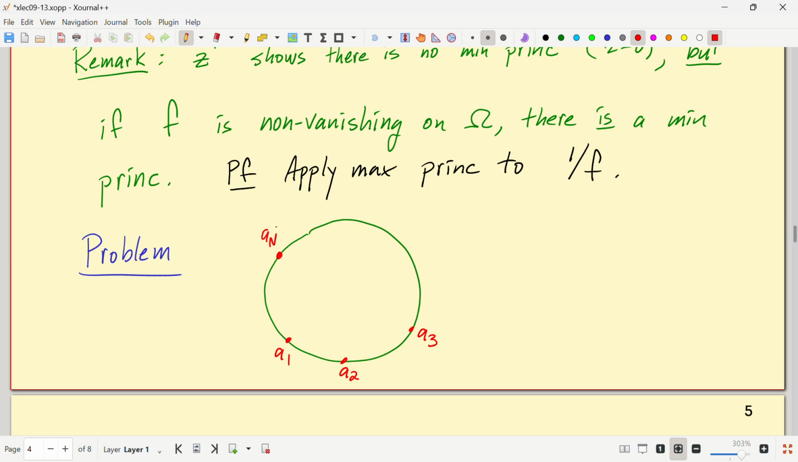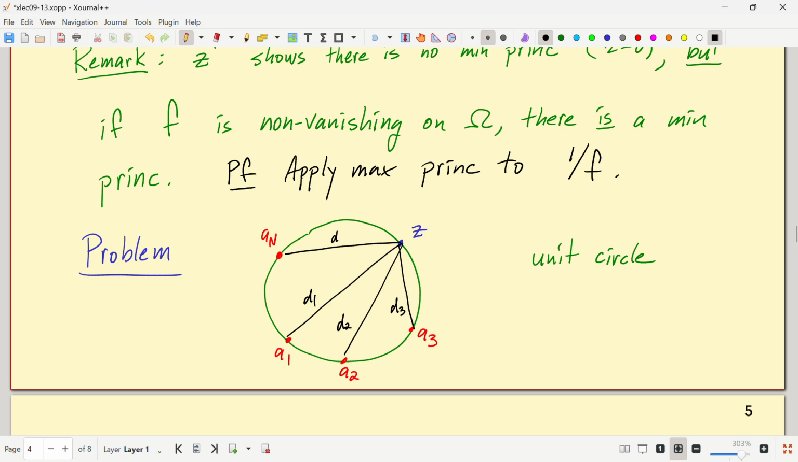Okay. And then I'm going to pick a Z in the boundary. And I'm going to connect all those Z's to these. This is the unit circle, by the way. The green thing is the unit circle. And then I'm going to connect the Z's to A1, A2, A3, dot, dot, dot, AN. I'll call this D1, D2, D3, dot, dot, dot, DN. So there's obviously a dot, dot, dot here.